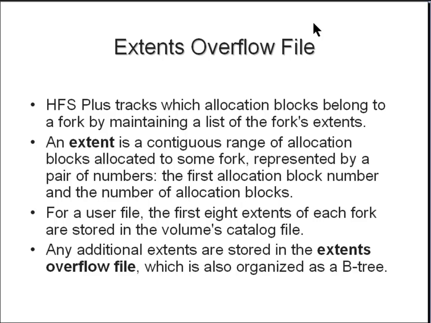So again, each file's extents are tracked in the extents overflow. Each file's first 8 extents are stored in the volume's catalog file, and that's similar to what we would call the run lists under the master file table. Anything over the 8 extents will be contained in the extents overflow file, and there will be a pair of numbers associated with each extent, and that is the starting block and the block length.